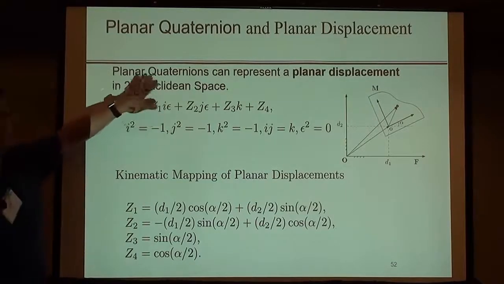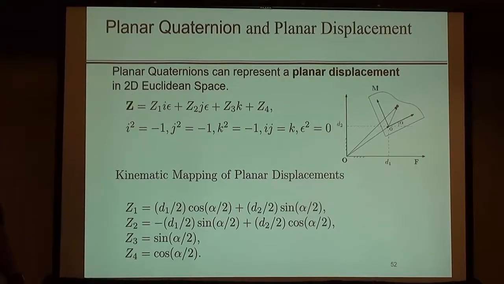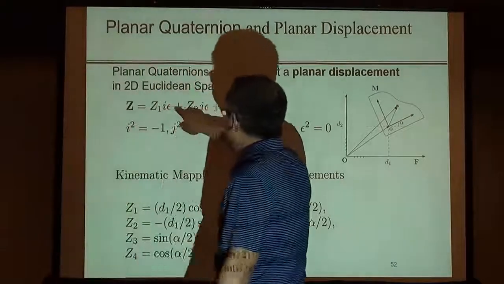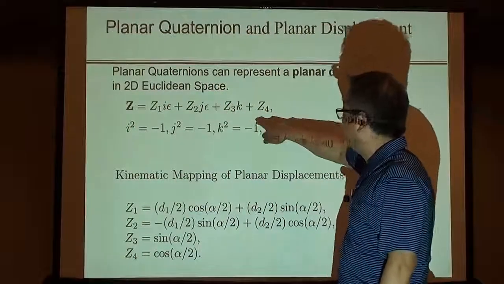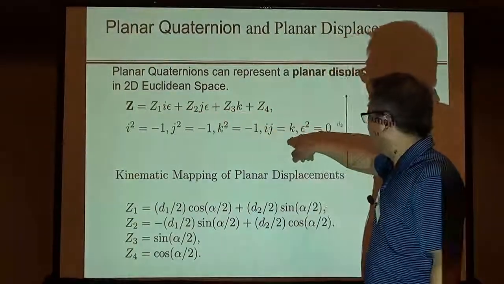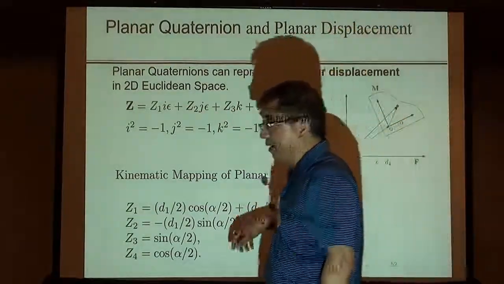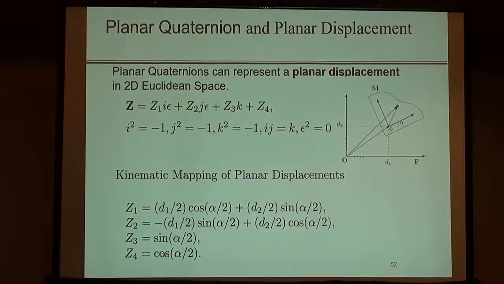It's a special case of a dual quaternion. Okay, so this is the algebra. i, j, k's are quaternion units, and epsilon is the dual unit. So they work very well. What's nice about this is that you can formulate everything using dual quaternions. Unit quaternion is a special case where the dual part is equal to 0, and planar quaternion is also a special case.